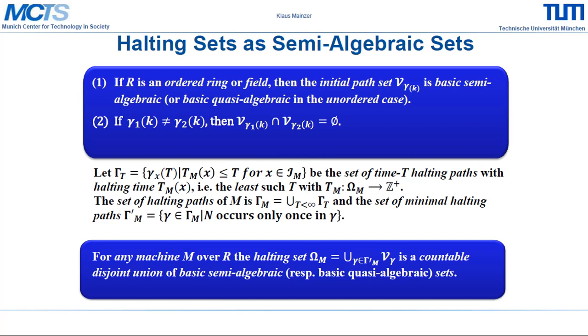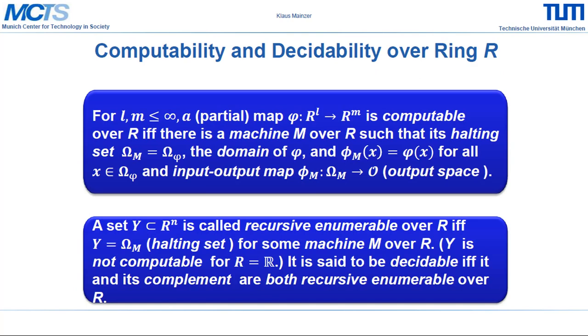It can in general be proved that for any machine over a ring, the halting set is a countable disjoint union of these basic semi-algebraic sets, and that is important for decidability questions. Here are the definitions of computability in an intuitively, I think, understandable way. A map is computable over a ring if there is a machine of that kind over the ring, such that the halting set is the domain of the mapping. It is called recursively enumerable over a ring if the set is the halting set of some machine over the ring, and is said to be decidable if this set and its complement are both recursively enumerable.